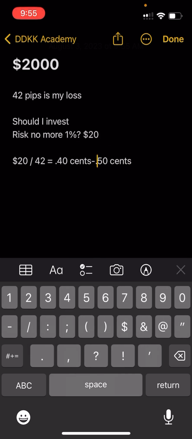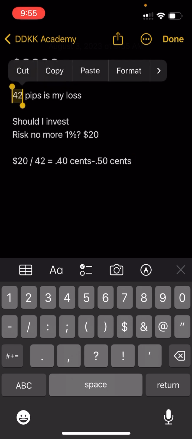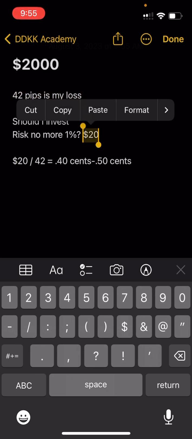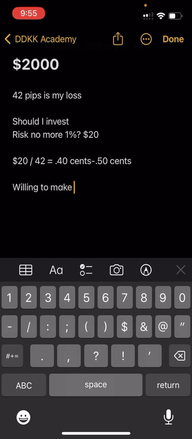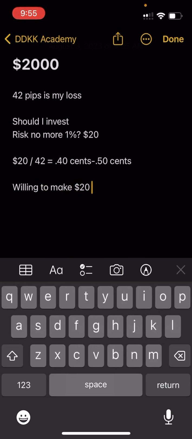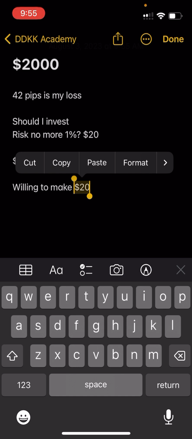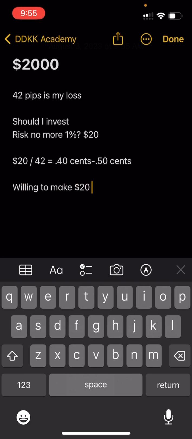So what happens now is if I'm willing to risk 20, I need to be willing to make 20. All right, you never lose more than you're willing to make. It always needs to be at least equal. You can always make more, which is what I do. I always focus on higher reward. But you always want to make at least what you're willing to lose.